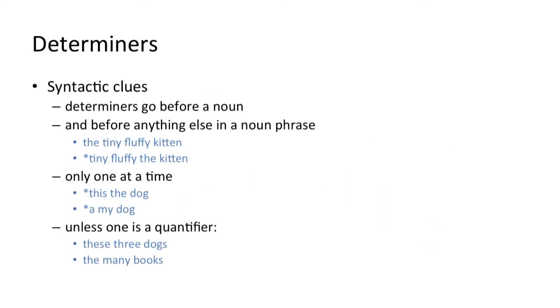We can normally only have one determiner at a time, even if they're of different types. We can't say this the dog or my dog. The exception is if one of the determiners is a quantifier, it can have another determiner with it. These 3 dogs, where these is a demonstrative and 3 is a quantifier. The many books, where the is an article and many is a quantifier.